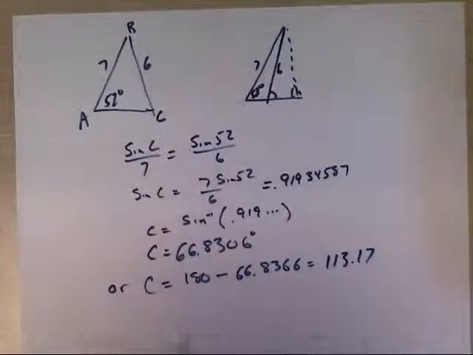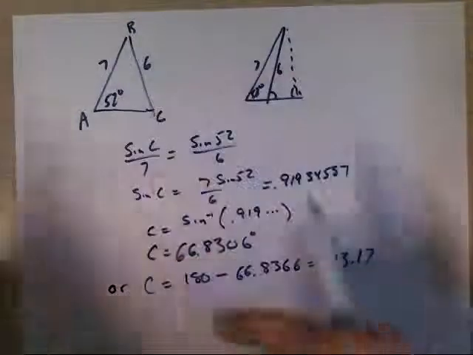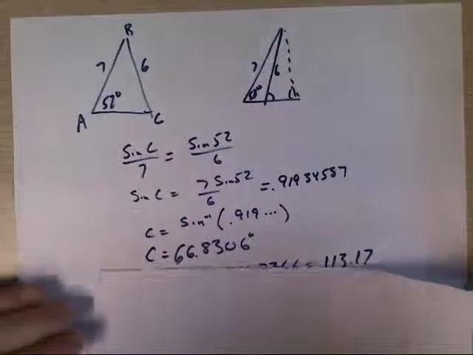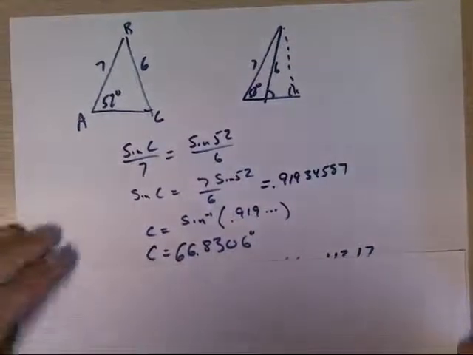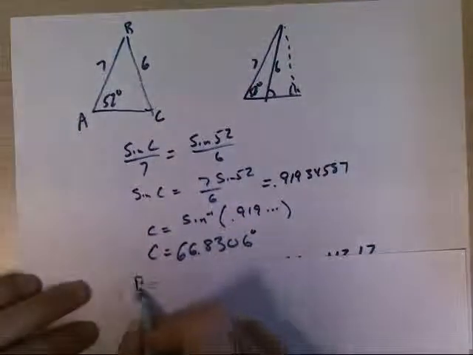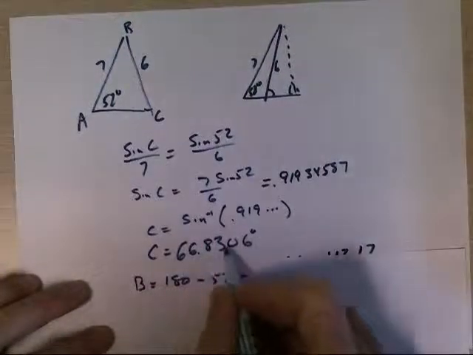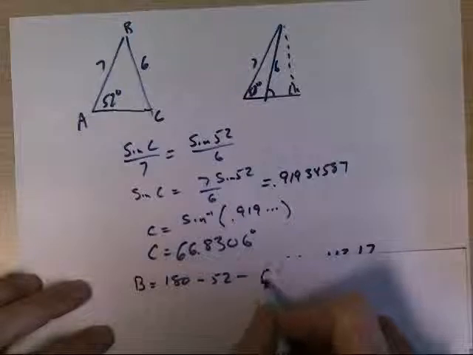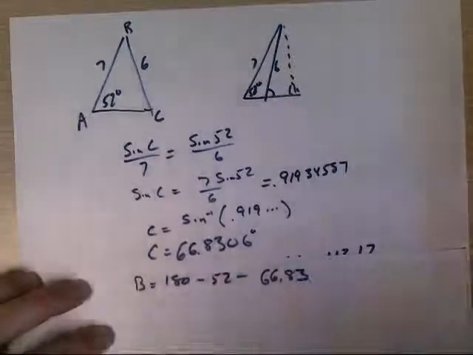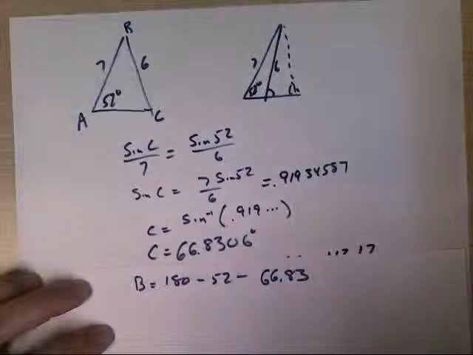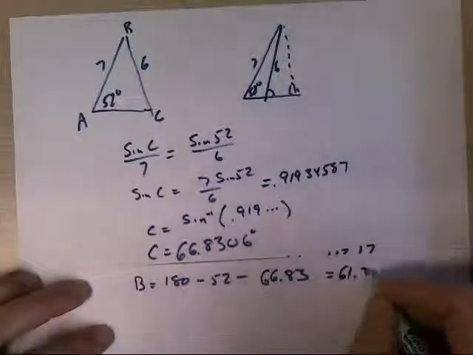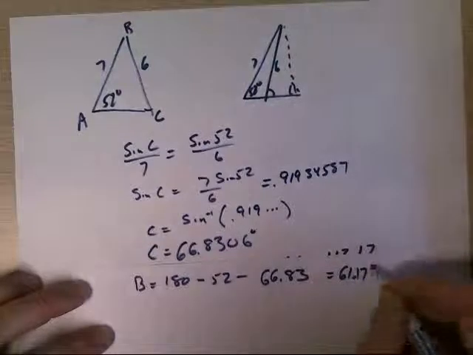So let me see here. I'm gonna use the first one to calculate B. I'm gonna come back to this one. So using this information here, I'm gonna say that B is 180 degrees minus 52 minus that. Let's just go to a couple decimal places here. 66.83. So 180 minus 52 minus 66.83. That's going to give me 61.17 degrees for angle B.